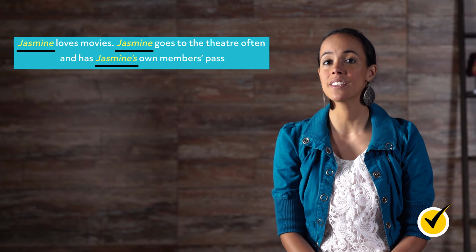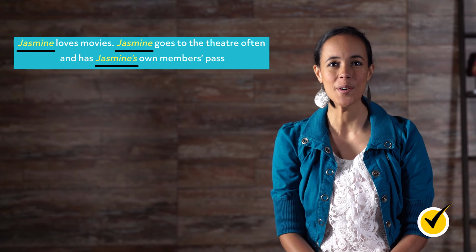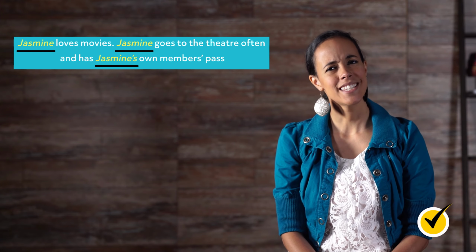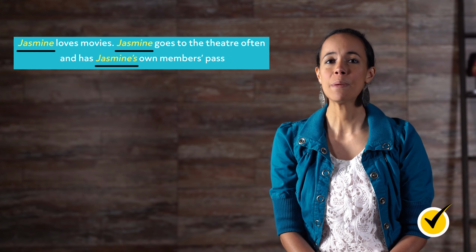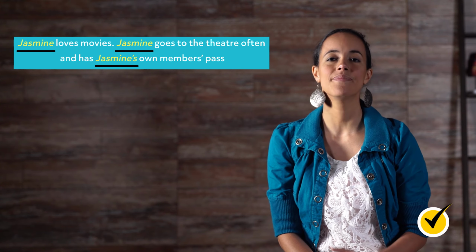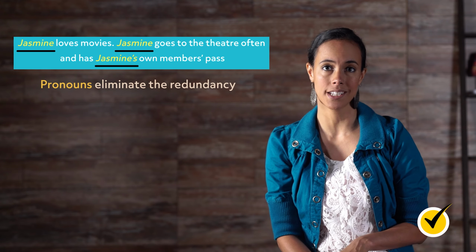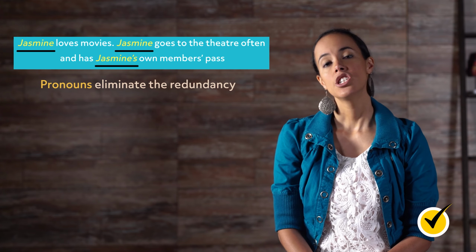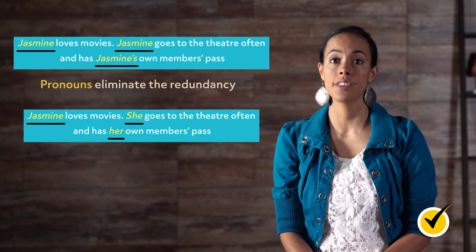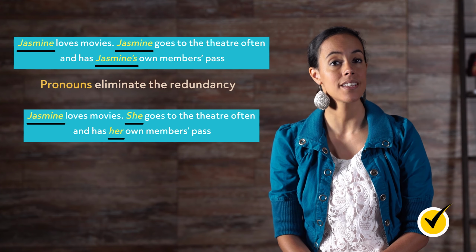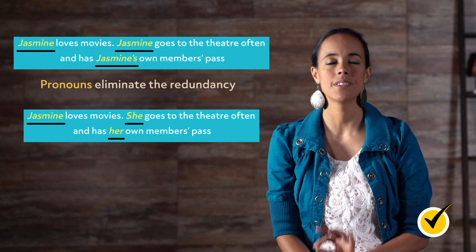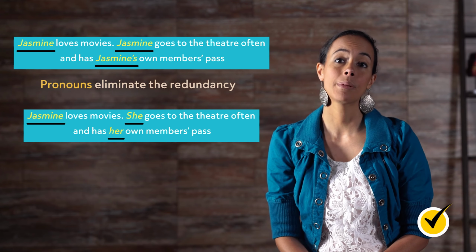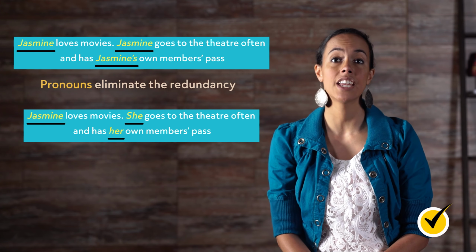Here's an example of a sentence with no pronouns. Jasmine loves movies. Jasmine goes to the theater often and has Jasmine's own member's pass. These sentences sound strange. Most people don't repeat someone's name over and over like that. That's why pronouns help eliminate the redundancy. Take another look at these sentences with pronouns used instead. Jasmine loves movies. She goes to the theater often and has her own member's pass. This example looks and sounds a lot better. Here we replace Jasmine with the pronouns she and her.